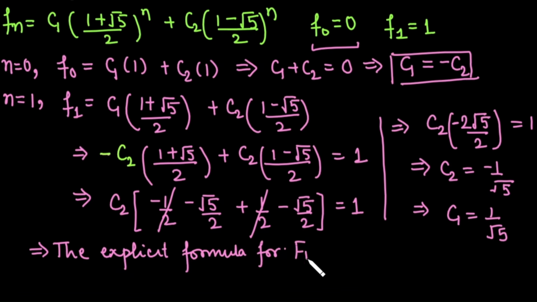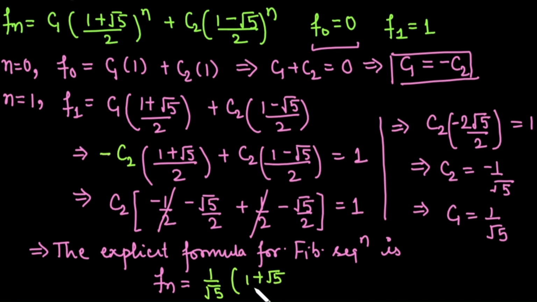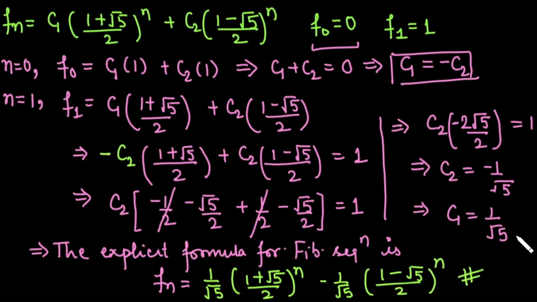So this implies the explicit formula for the Fibonacci sequence is, plug the value of constants here, that is Fn is equal to c1 value, 1 by root 5, into (1 plus root 5)/2 raised to power n, plus c2, and c2 is equal to minus 1 by root 5. So we can write minus 1 by root 5 times (1 minus root 5)/2 raised to power n. And this is the final answer in this case.